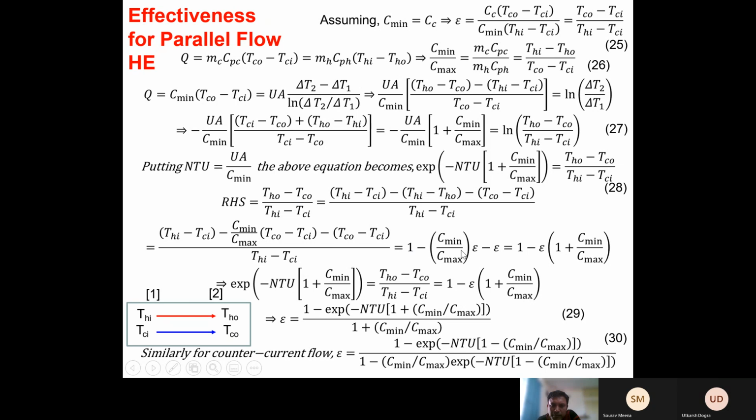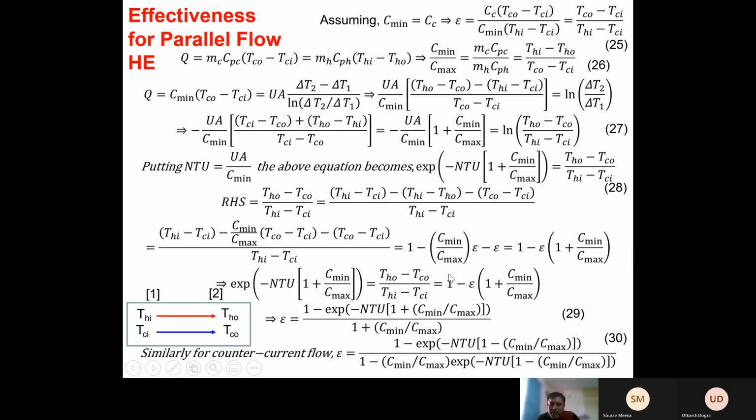This C min by C max remains as it is. But TCO minus TCI and THI minus TCI, this ratio is nothing but epsilon. You can see from equation 25. So this becomes C min by C max epsilon. And this last term is also minus epsilon. If you rearrange everything, what we get is 1 minus epsilon, 1 plus C min by C max. That's what we get for this temperature difference ratio.